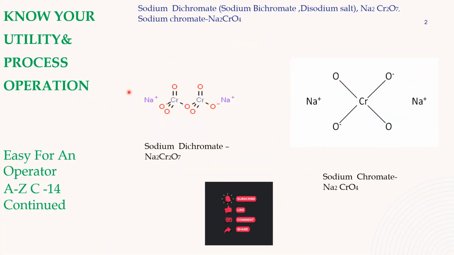Now in this slide, we can see the schematic diagram of the two chemical formulas. This is sodium chromate, Na2CrO4, two sodium atoms, chromium and the oxygen, how they are connected. And this is sodium dichromate, Na2Cr2O7, two sodium atoms, chromium and oxygen.